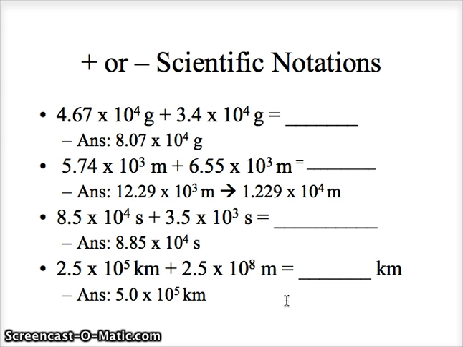So we have two terms that have the same units, and therefore we have 2.5 plus 2.5, which is 5.0. Keeping the units the same, keeping the exponents the same, the answer is 5.0 times 10 to the 5th kilometers.